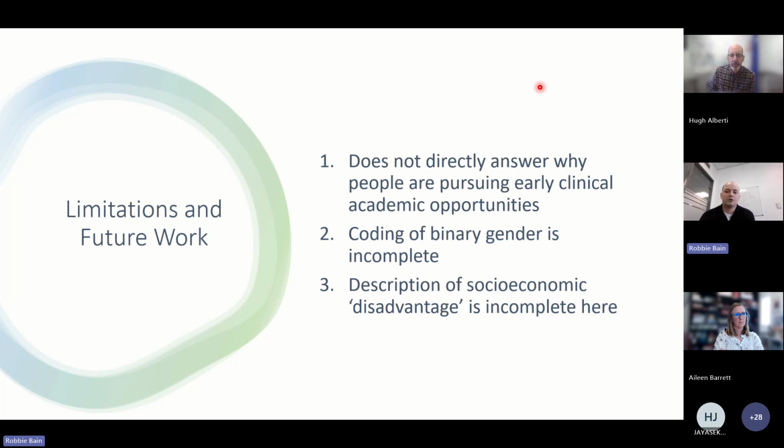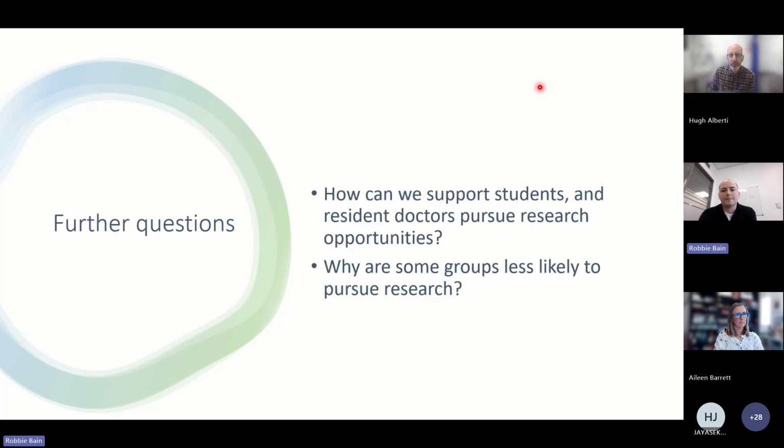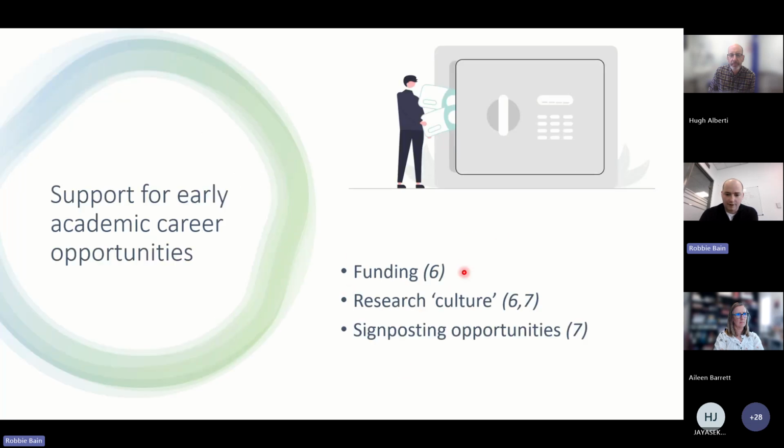And this should hopefully be followed up by some more robust qualitative work that can start to ask those questions of: we see this happening in the population, why is it happening? And then it also raises a number of further questions of how can we support students and resident doctors getting these opportunities in future. Funding is very important.